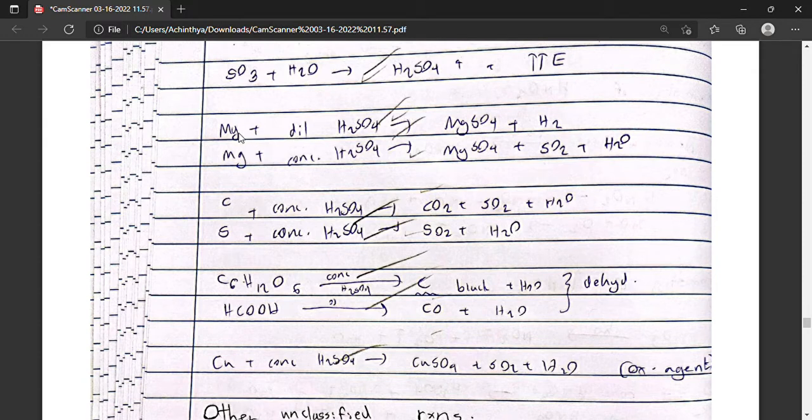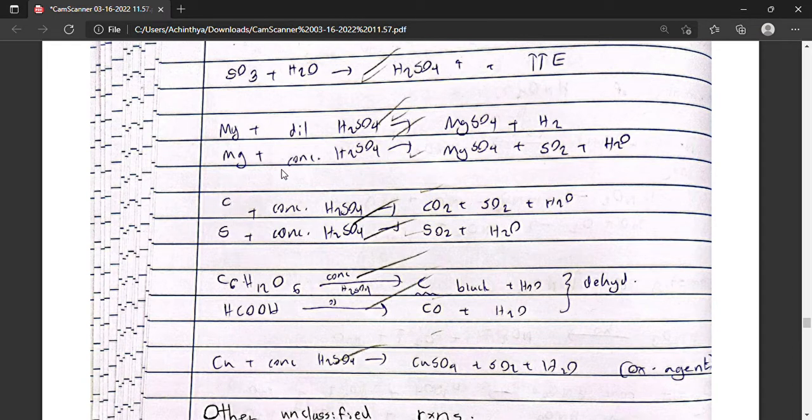Metals react with dilute acid to form the salt and hydrogen, and metals also react with concentrated acids to form the salt, the dioxide of the acid, and water. So it is reflected in this case, in which magnesium reacts with dilute sulfuric acid to form magnesium sulfate and hydrogen, while magnesium reacts with concentrated sulfuric acid to form magnesium sulfate, sulfur dioxide, and water.